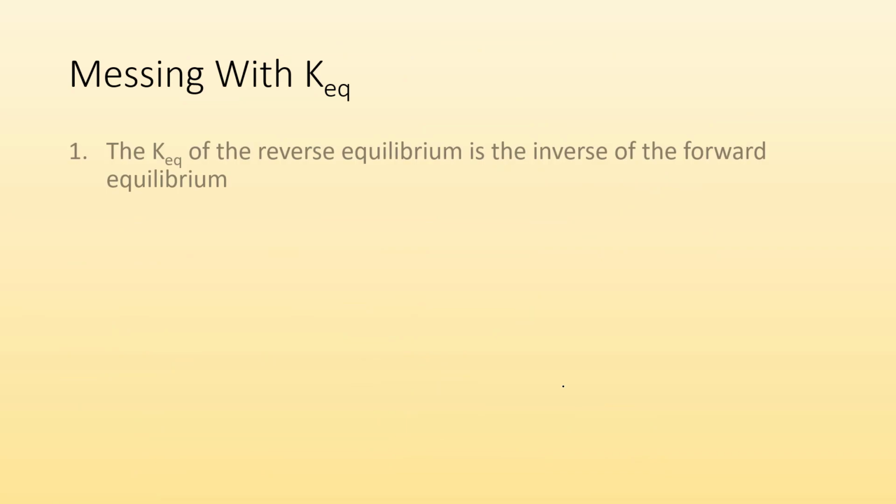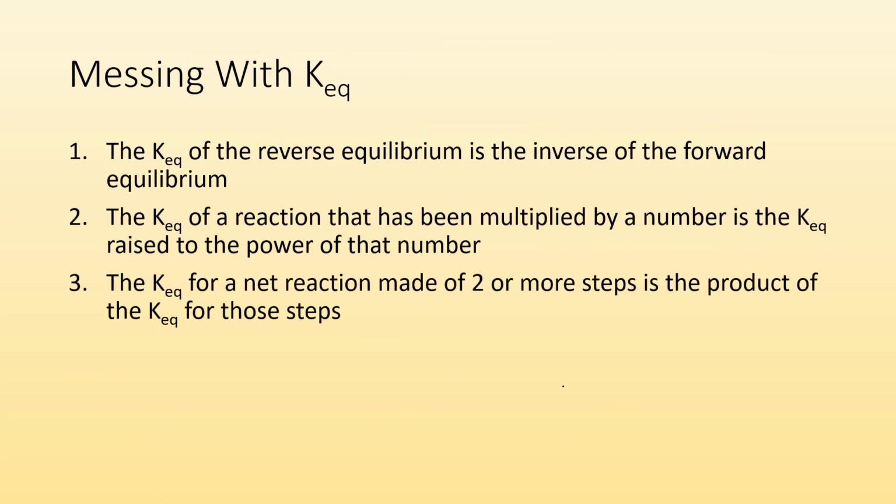So messing with KEQ, the equilibrium constant, again, these are three rules. The reverse equilibrium is the inverse KEQ. The KEQ of a reaction that's been multiplied by a number is the KEQ raised to the power of that number. And the KEQ for a net reaction made of two or more steps is the product of the KEQ for those steps.